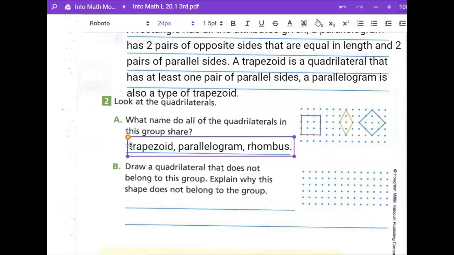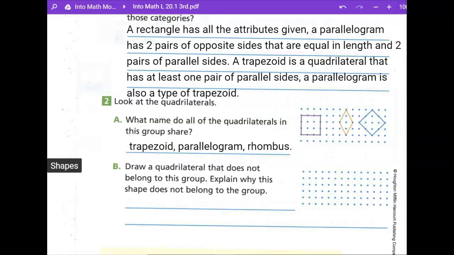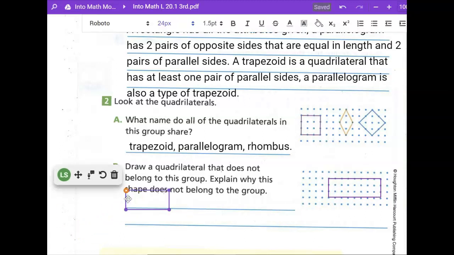Draw a quadrilateral that does not belong to this group. Explain why this shape does not belong to the group. What could we draw here? Okay, we could draw not a square, but we could draw a rectangle. Then we have to tell why it doesn't belong to the group. Why doesn't it belong to that group up there?